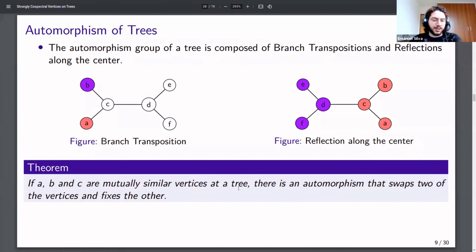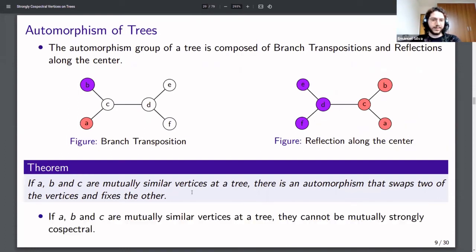Therefore, there cannot be a tree containing three similar and strongly cospectral vertices because of the existence of this automorphism. Okay, so this implies that we can no longer try to construct trees with a triple of similar vertices, but we still need the vertices to be cospectral. So what we want to do now is to construct trees with cospectral non-similar vertices.